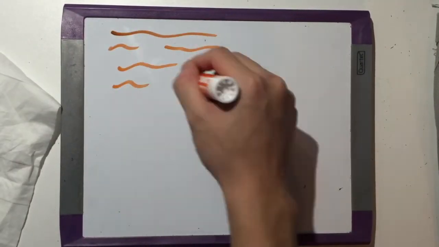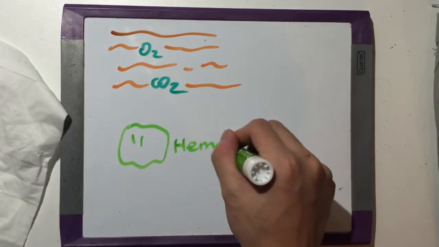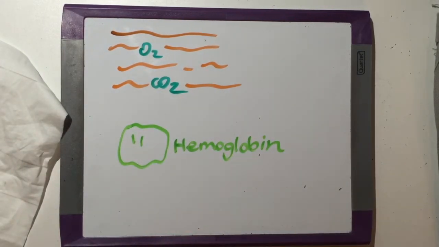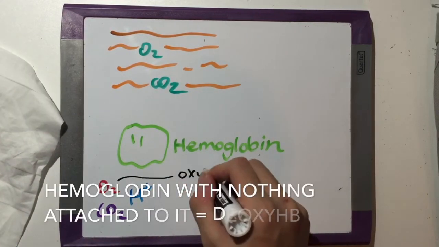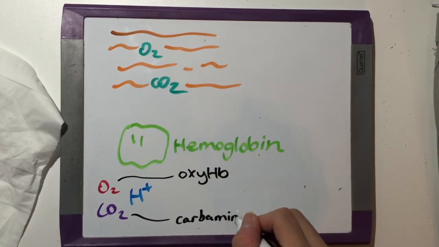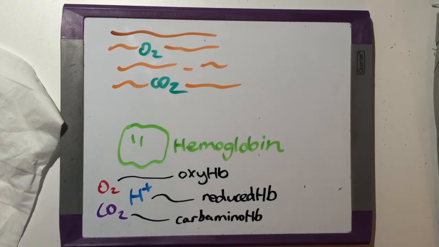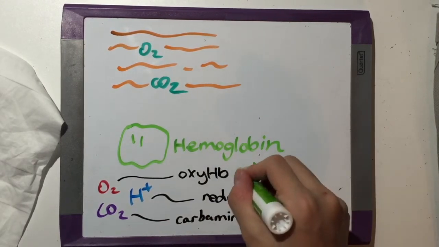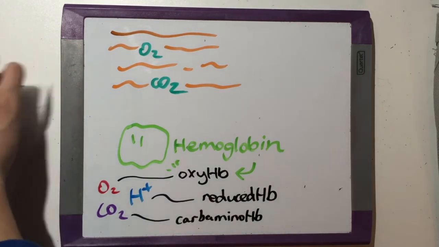Both oxygen and carbon dioxide are dissolved in the plasma and carried in different ways. Hemoglobin is a protein found in the red blood cells that carries oxygen, carbon dioxide, and hydrogen. Hemoglobin with nothing attached to it is called deoxy-HB. When it attaches to oxygen, it becomes oxy-HB, carbamino-HB for carbon dioxide, and reduced HB for hydrogen.